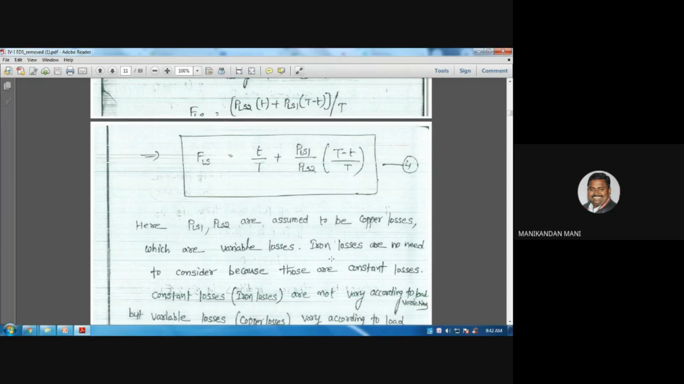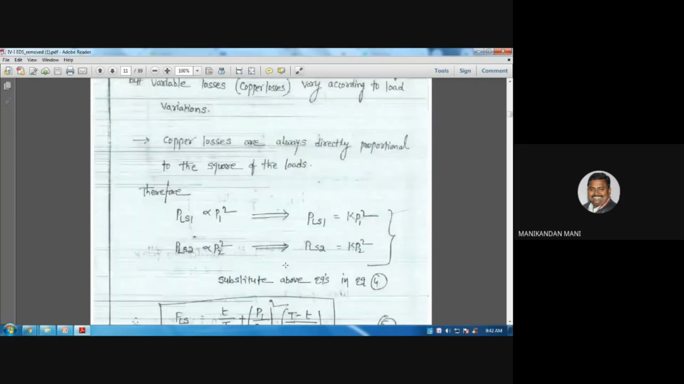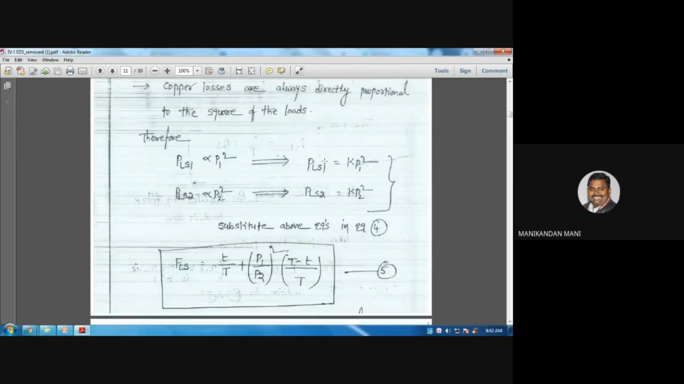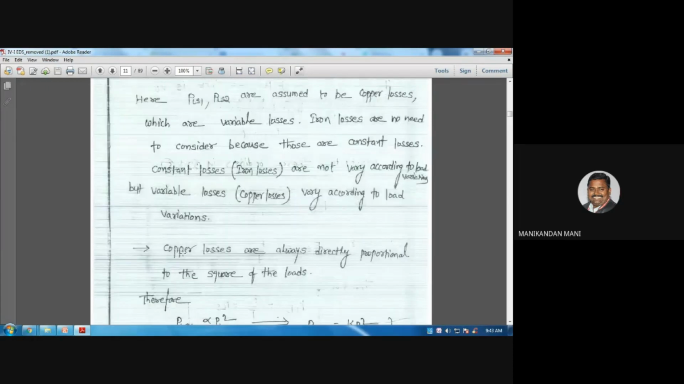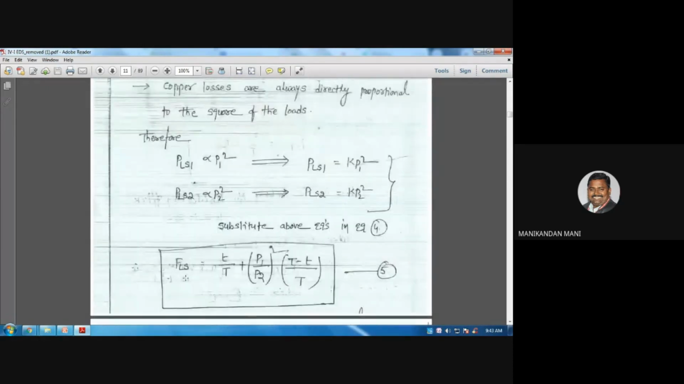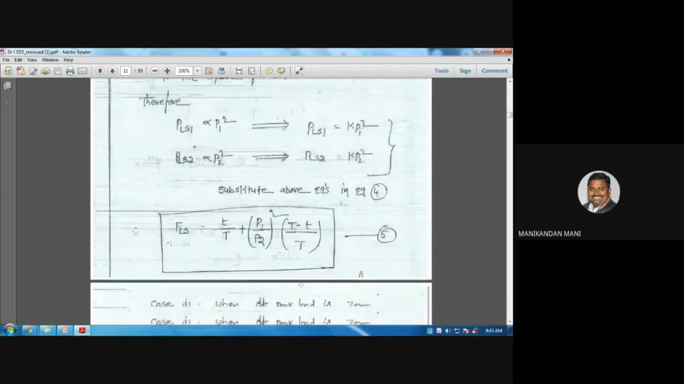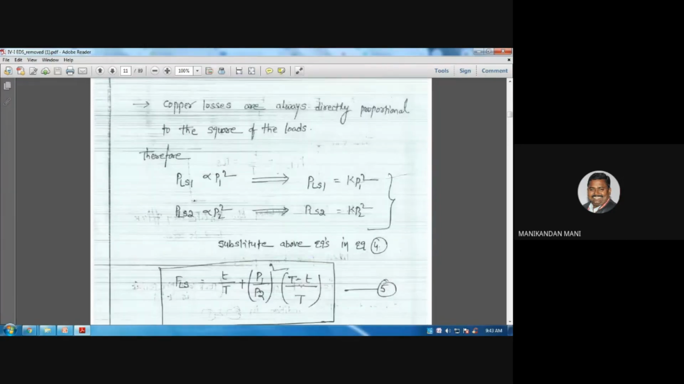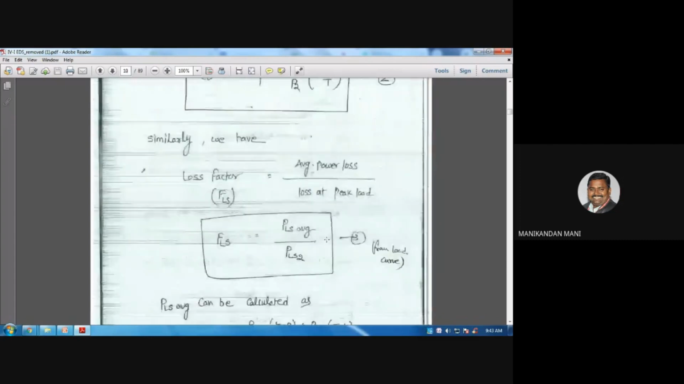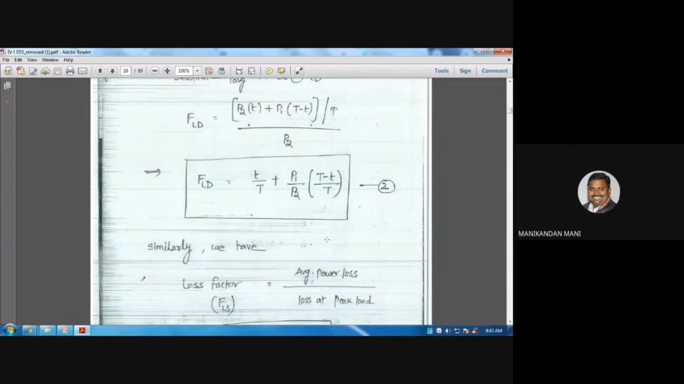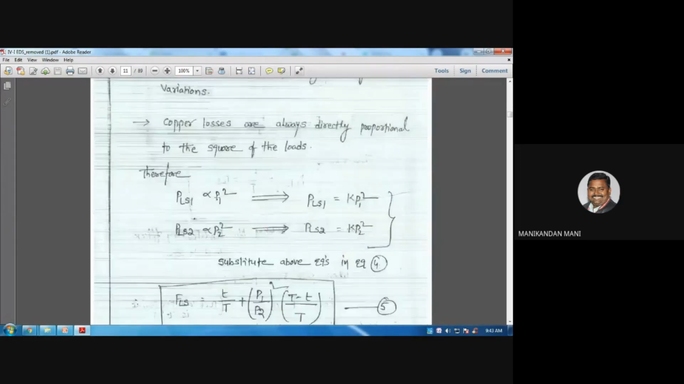So now substituting this equation in the FLS, okay, right? You see here, this value PLS1, PLS2, we need to substitute from this equation. Okay. So what is that? FLS is equal to T divided by capital T plus P1 divided by P2 whole square into capital T minus T divided by T. Now you see the fifth equation and the second equation. What is the fifth equation?